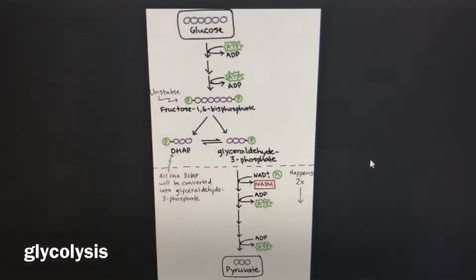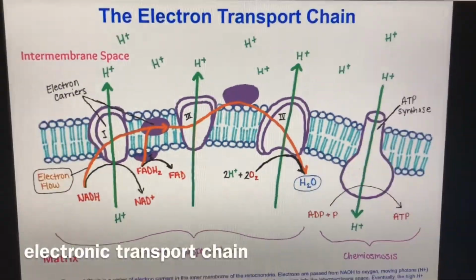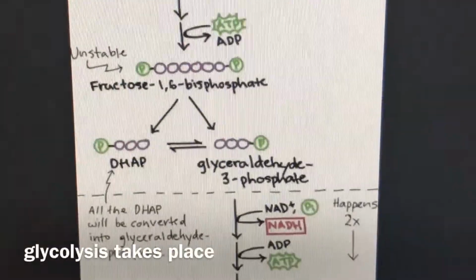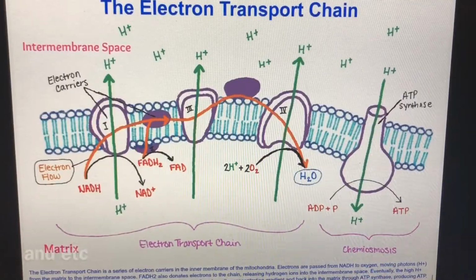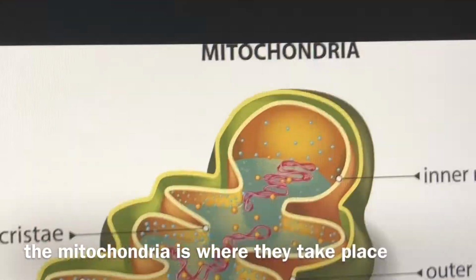Glycolysis takes place. There are 3 stages. Glycolysis, the Krebs cycle, and the electron transport chain. Glycolysis takes place in the cytoplasm of cells, then the Krebs cycle and the electron transport chain take place in the mitochondria.